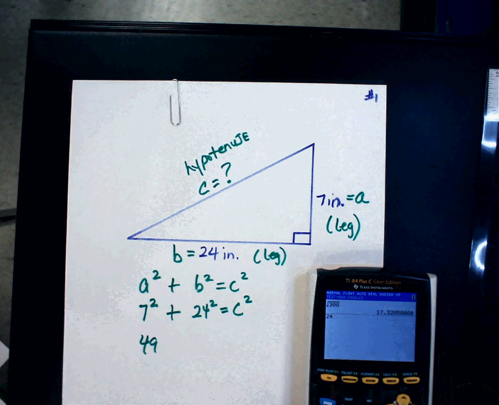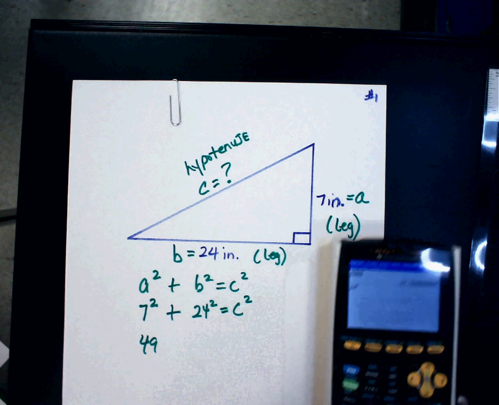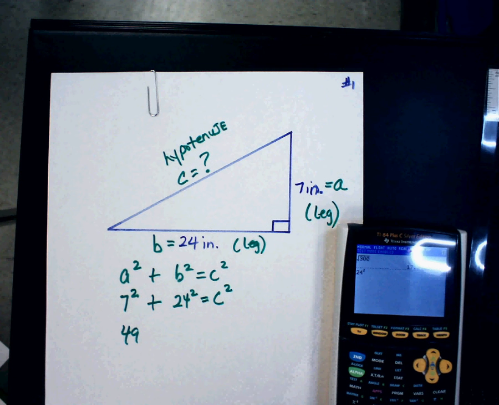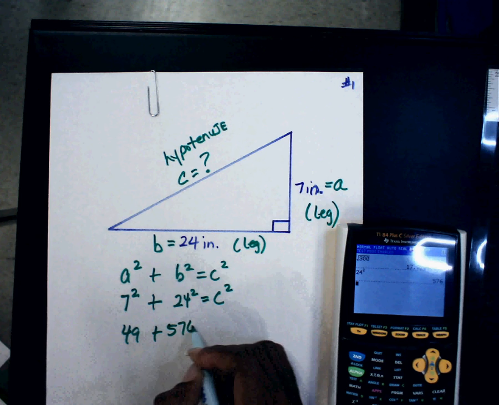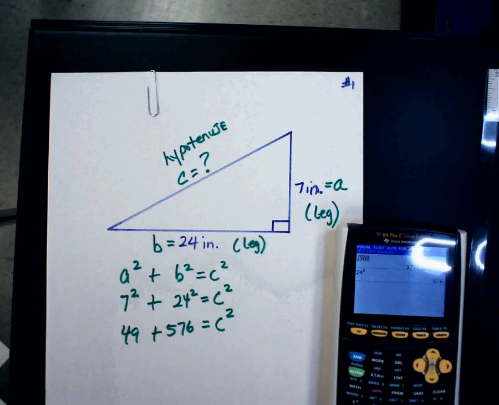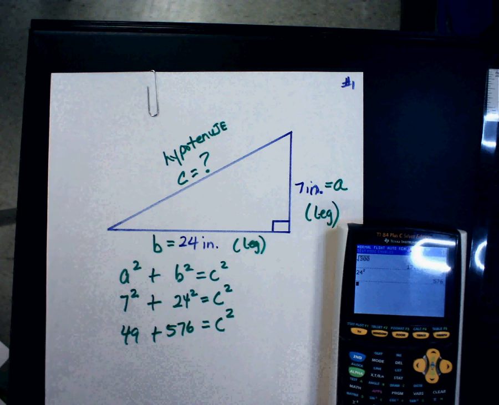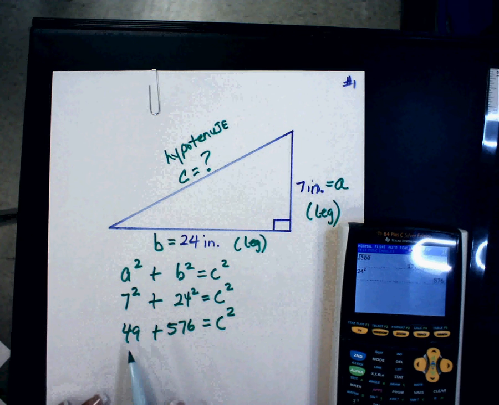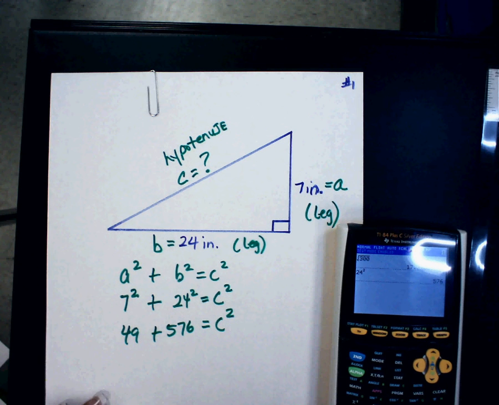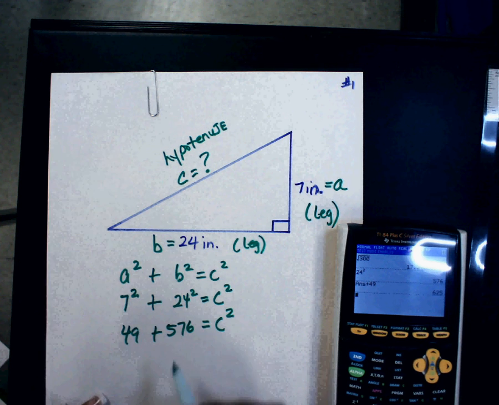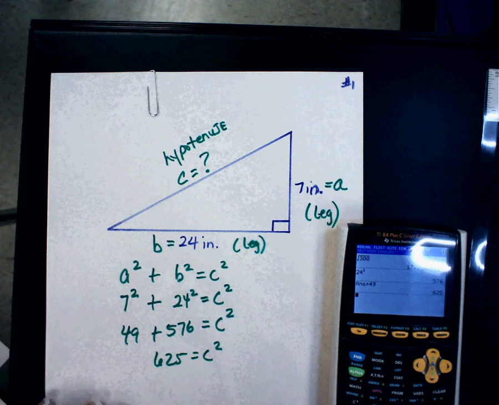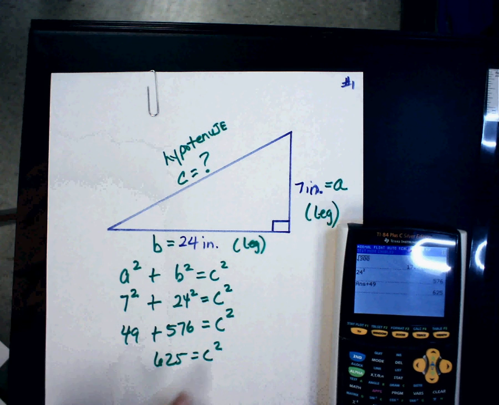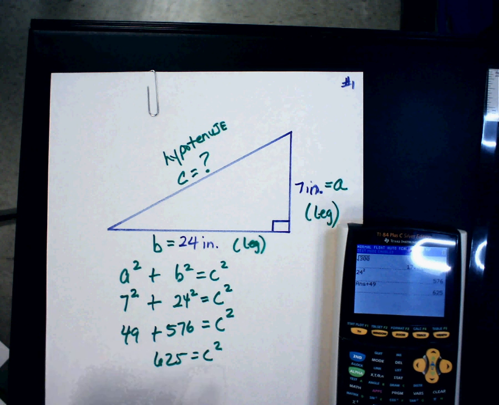There we are. I had to do a little switcheroo. So 24 squared, and hit enter, and that gives us 576. 5 plus 576 equals, again, C squared, because we don't know what that is. So now we simplify: 49 plus 576, so we hit plus 49, and that equals 625 equals C squared. And again, we need C, not C squared.